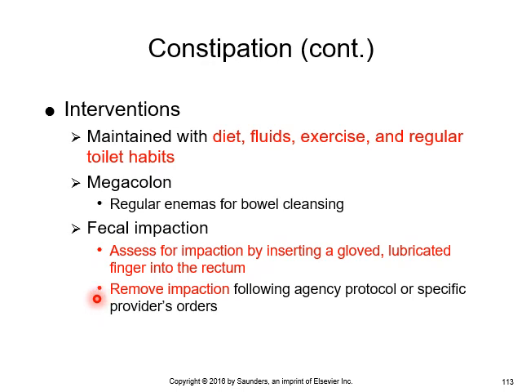So we could either give them an enema if that is the doctor's order, or we could do a manual removal of the impaction, where we would again insert a gloved finger into the rectum, and then we would break apart the impaction so that the stool can come out.